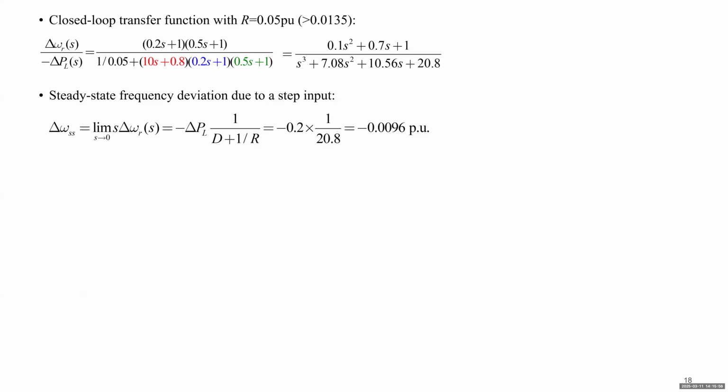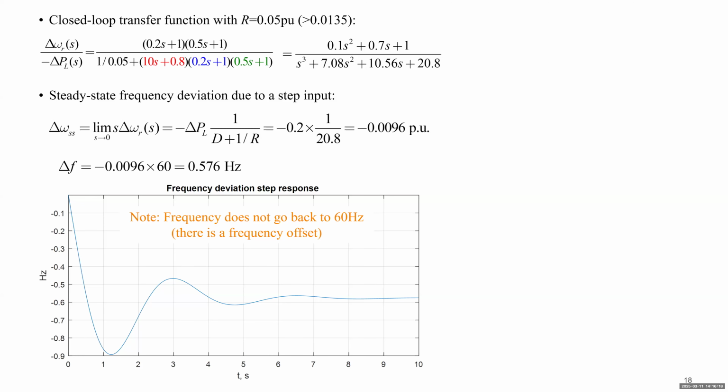So we'll have this closed loop transfer function. For this closed loop transfer function, if we make S to be 0, you can actually calculate the steady state frequency. If you translate this steady state frequency back to hertz by multiplying the per unit value by 60, then taking 0.05, which is bigger than the stability limit, you'll have a frequency deviation of 0.576 hertz. It's better, right?